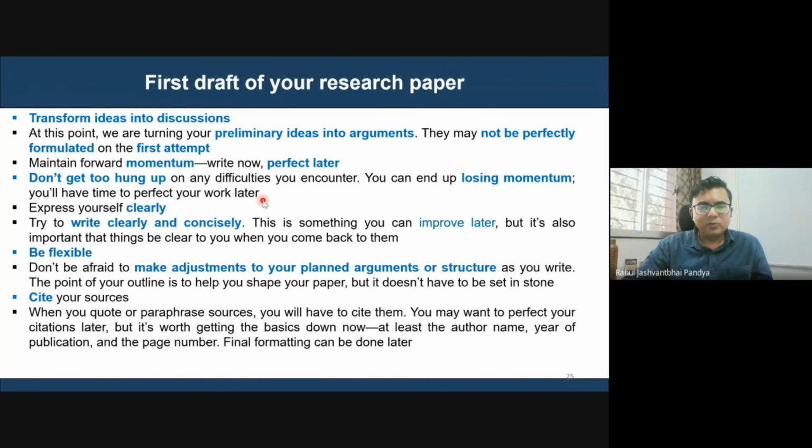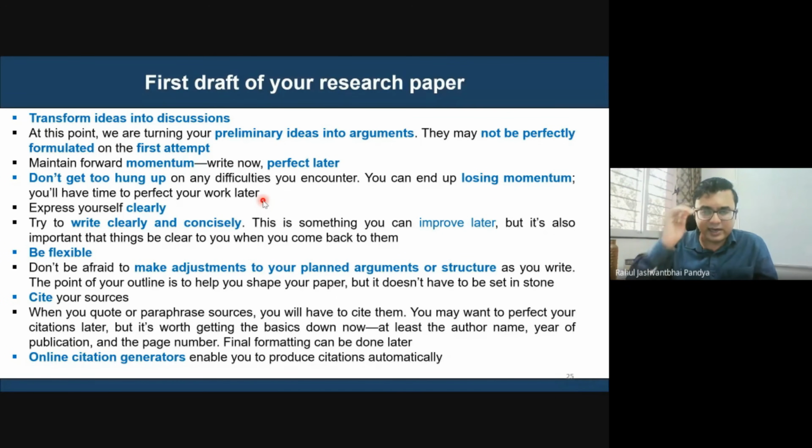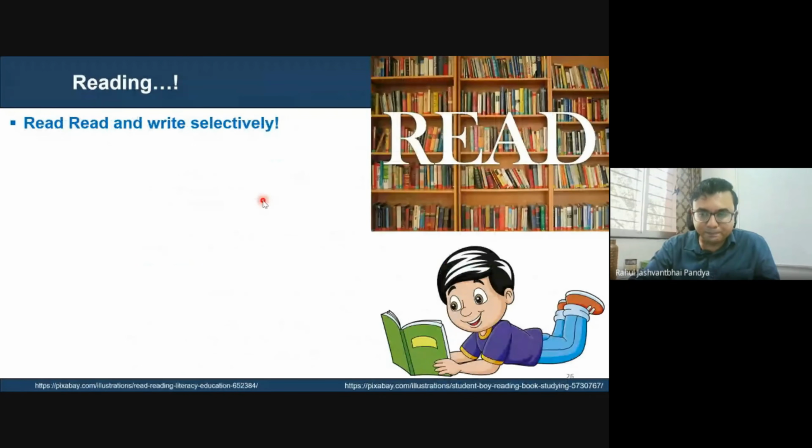We may want to perfect our citations later, which is fine, but it's worth getting the basics right now itself. Let's say we can just take the name of the author and a little bit of the title, so that when we go back and format it later, we can do it nicely, right? There are online citation generators available these days, so we need not struggle with them. We can just take a note, and at the end we can generate the citations online. Such as, let's say, IEEE Transactions, when we click on cite this, they give a full citation, right? Even a BibTeX file is available for LaTeX, right? So it's not a trouble these days, it's easy.